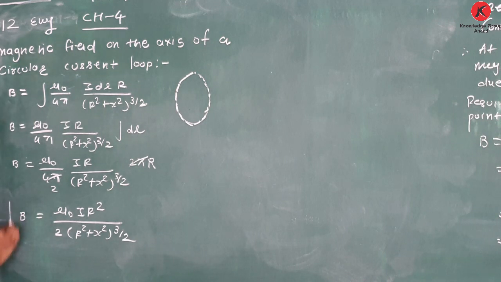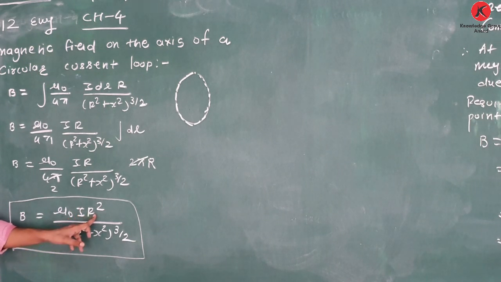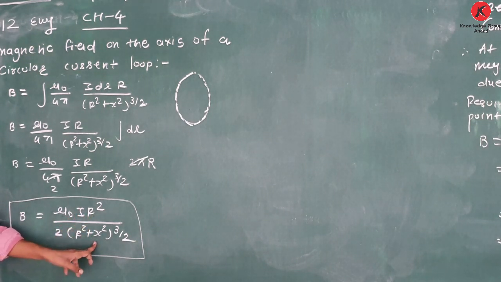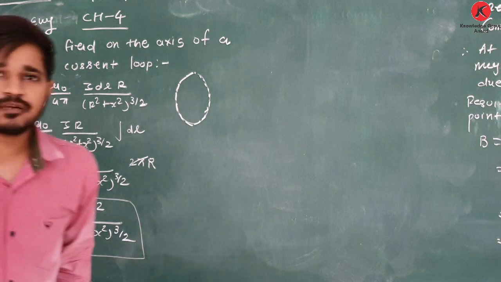Yes, you have to remember this equation. B is equal to μ0 I r² upon 2(r² + x²)^(3/2). Where, what is each and every term? μ0, the medium is air. I is the current flowing in the circular loop. r is the radius, and x is the distance of that point on the axis from the center. Clear about this?